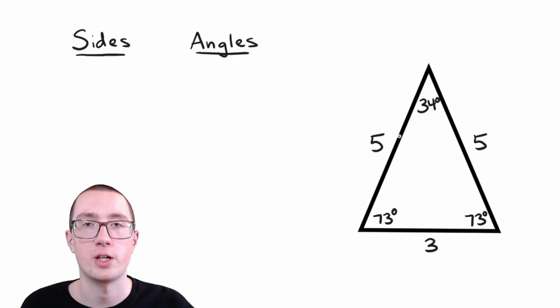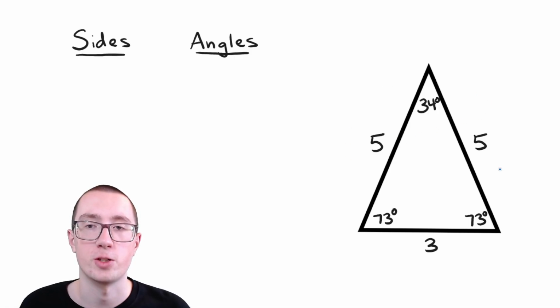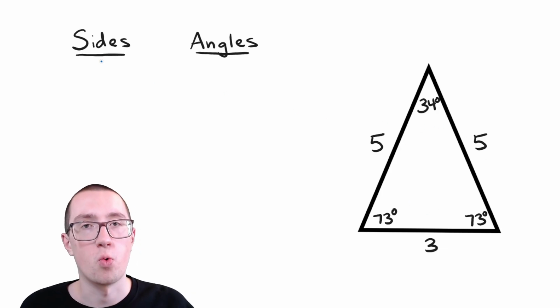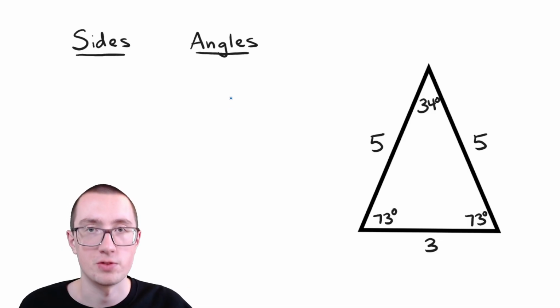How do we classify a triangle according to its sides and its angles? So here's the first example that we'll be doing in this video. We have a triangle here and we know all of its sides and all of its angles. So there's going to be one separate classification for its sides and then another one for its angles. So we're going to have two different names for this triangle.